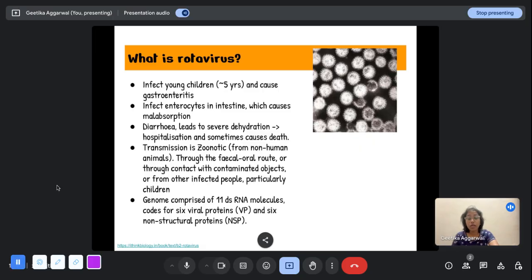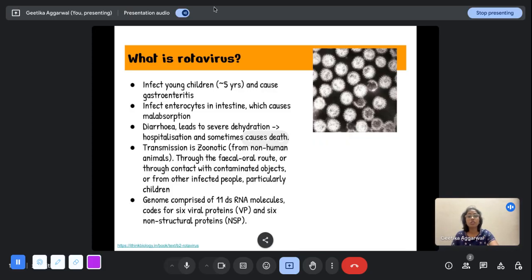Transmission. So mostly transmission of rotavirus happens via zoonosis, and zoonotic transmission involves when the disease gets transferred from non-human animals into humans, and in this case it mostly happens via the fecal-oral route. So if you're eating some contaminated food, or if your hands are contaminated with the virus, and then you're eating using those hands, then you can get this disease. So it happens by the fecal-oral route, or if you come in contact with contaminated objects, or with infected people, particularly the children who might be suffering from rotavirus.